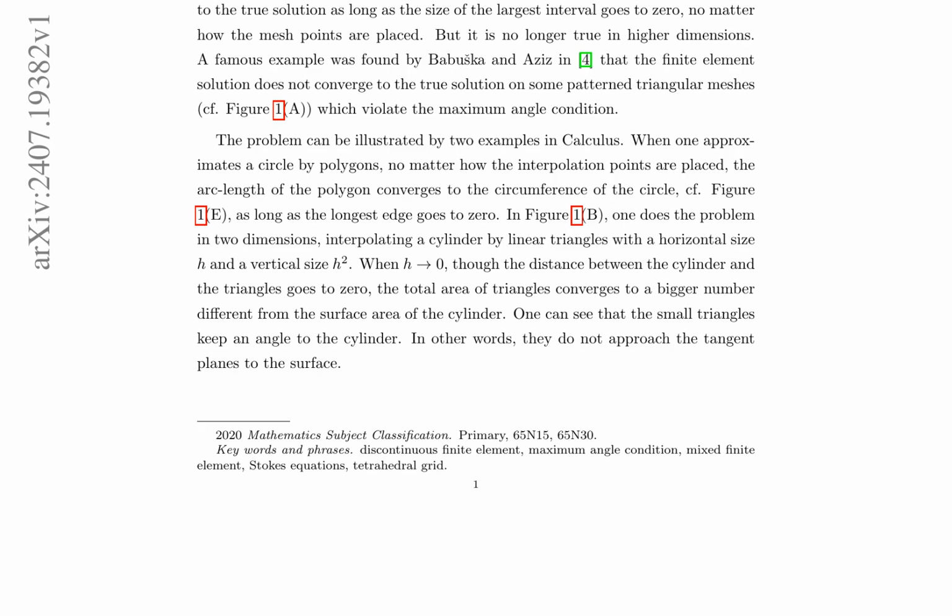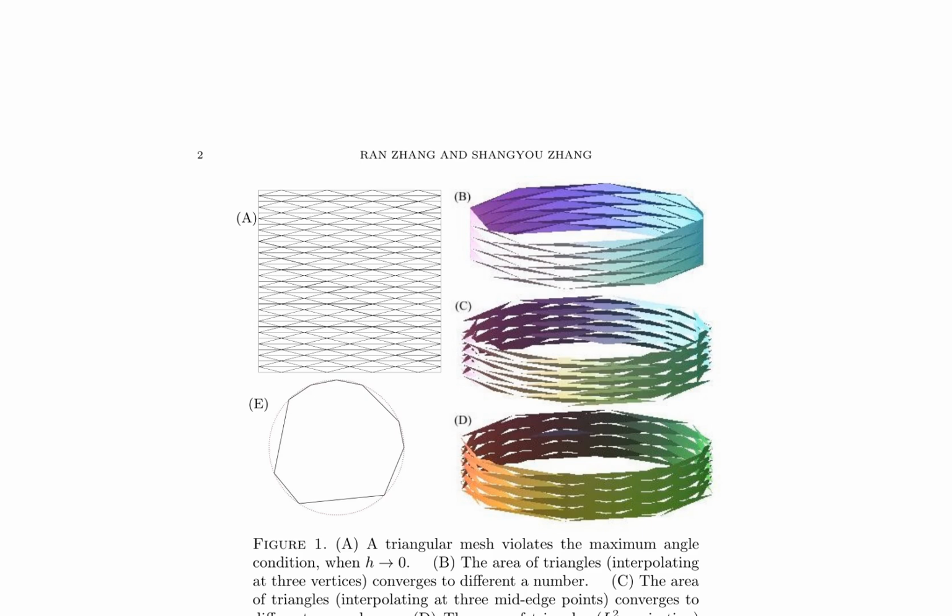This discrepancy occurs because the small triangles maintain an angle to the cylinder, failing to approach the tangent planes to the surface. The authors then introduce a type of finite element called nonconforming finite elements, which have functions continuous up to the P_{k-1} order. These elements are L2 orthogonal to the space of P_{k-1} polynomials on the edge. When applied to the cylinder approximation problem, this method involves P1 interpolation at 3 mid-edge points instead of the 3 vertex points. Although this method provides a slightly better approximation, the problem remains unresolved as the area of the triangles still does not converge to the area of the cylinder.